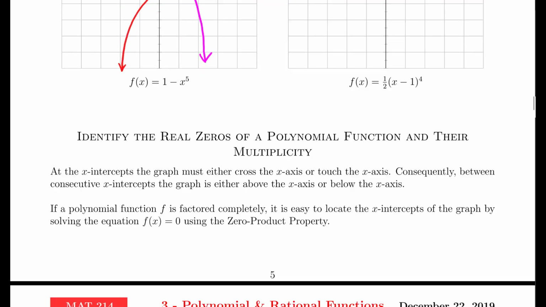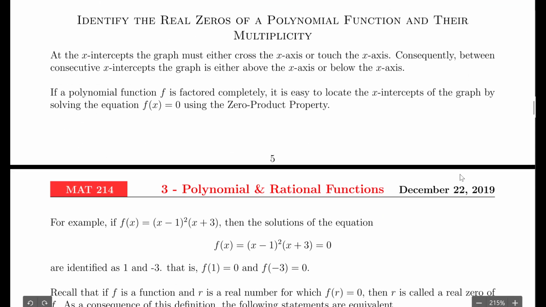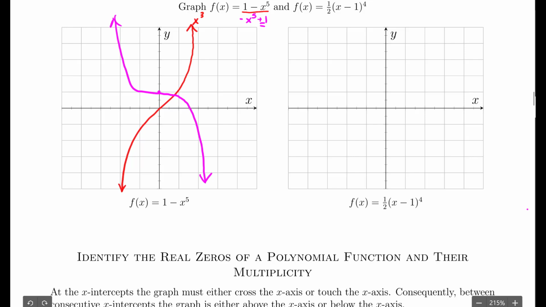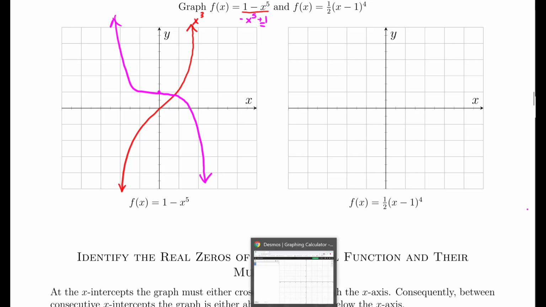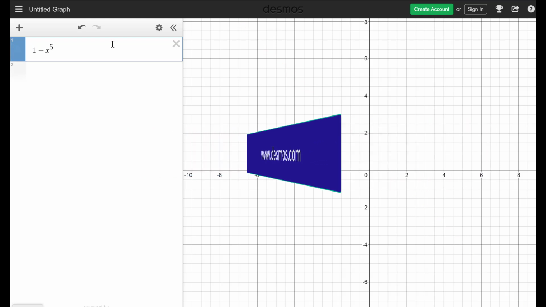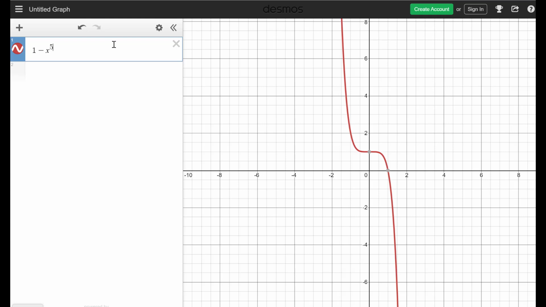All right, so let's go to desmos.com and we're going to graph 1 minus x to the 5th. And there's the graph. You can see it's been shifted up 1 unit. I did sketch my arms in the right fashion. My graph is not nearly as pretty as the one that you see on your screen right now, but it gives you an idea of what's going on.